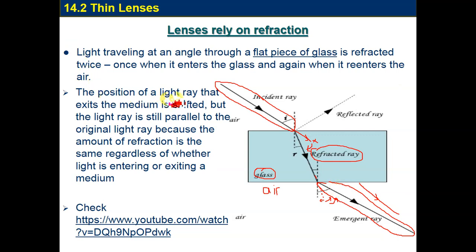So the position of the light ray that exits the medium is shifted, but the light ray is still parallel to the original incident ray, because the amount of refraction is the same whether light is entering or exiting the medium. Okay, so first the light refracts toward the normal by a specific angle. When it exits the glass again, it will refract away by the same angle. Okay, so this emergent ray is parallel to the incident ray. We'll check this one together.